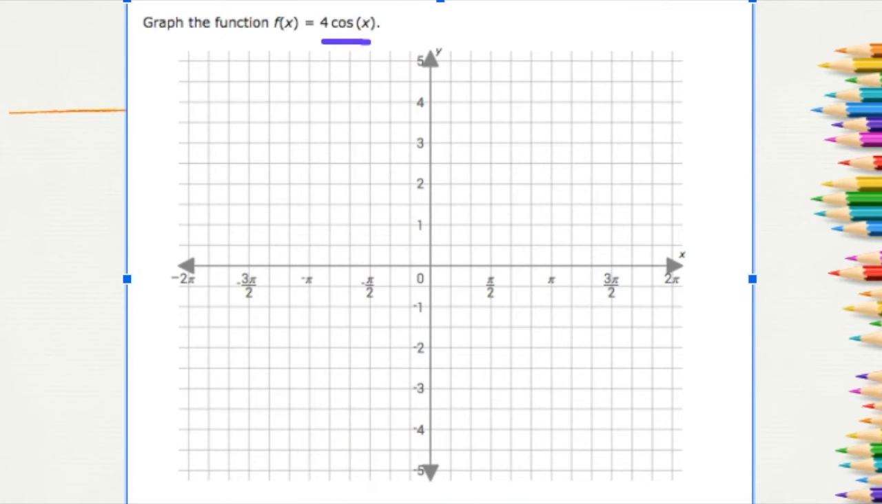All right, let's take a look at this question here. Graph the function for cosine. So to better show you, I'm going to use IXL and graph it there so you could see how to use the graphs in IXL.